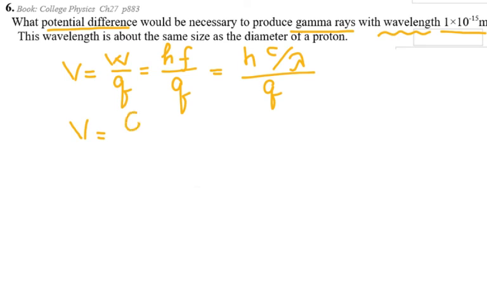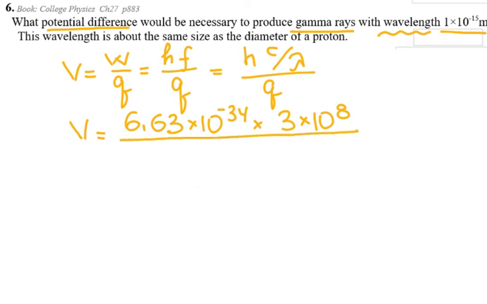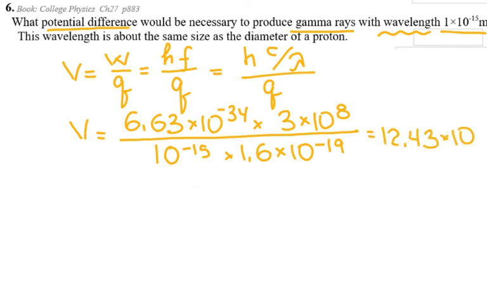So I have 6.63 × 10 to the negative 34 times the speed of light, which is 3 × 10 to the 8. And all of that divided by the wavelength, which is 1 × 10 to the negative 15. So that's 10 to the negative 15. And then the charge of the electron is 1.6 × 10 to the negative 19. And that will be equal to 12.43 × 10 to the 8 volts.